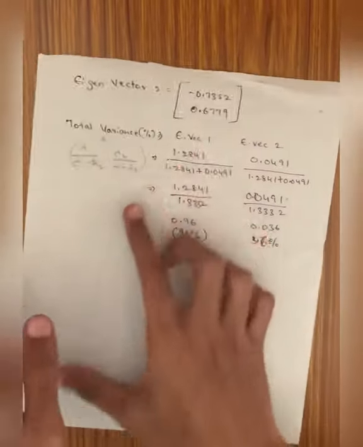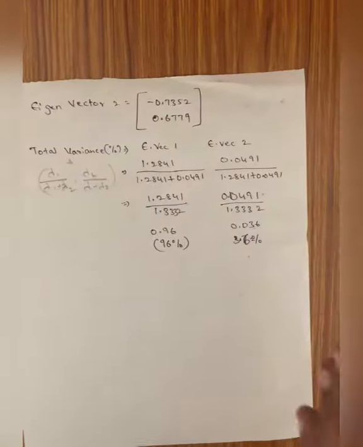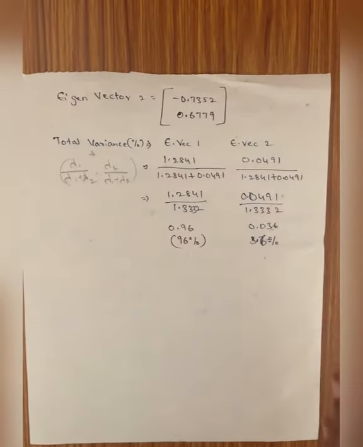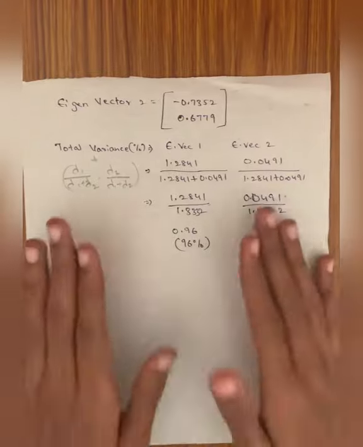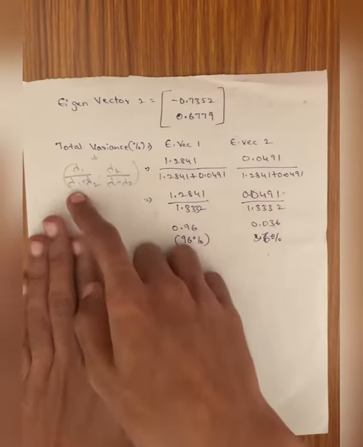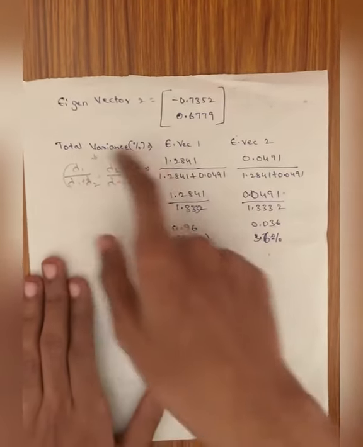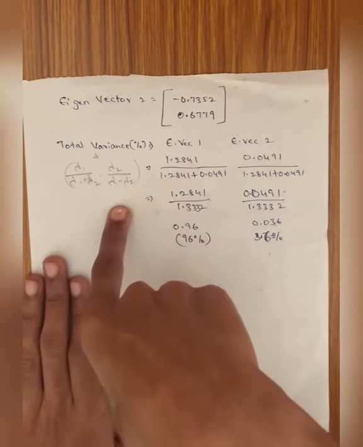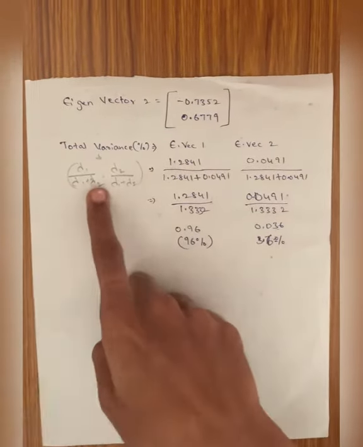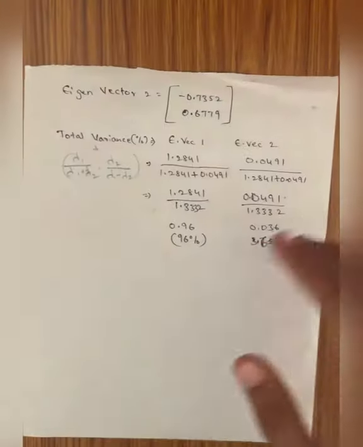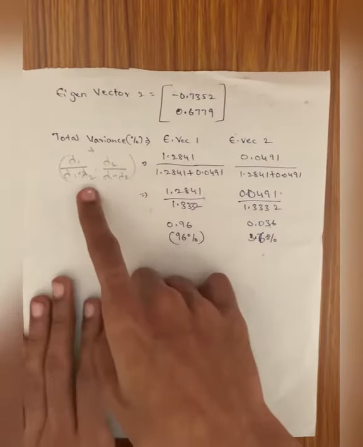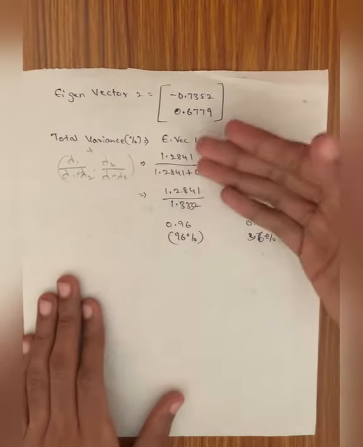So as we know that we got eigenvector 1 and eigenvector 2, we have to find the final principal component analysis. To find this, we will consider the total variance here. So the total variance formula is lambda, as I mentioned, lambda is eigenvalues. So we will take lambda 1 and lambda 2. Lambda 1 is 1.2841 and lambda 2 is 0.0491. So here we will substitute those things in this formula. So finally we will get this.